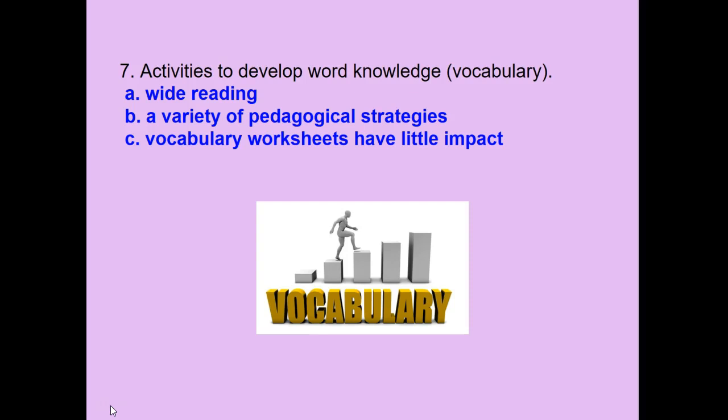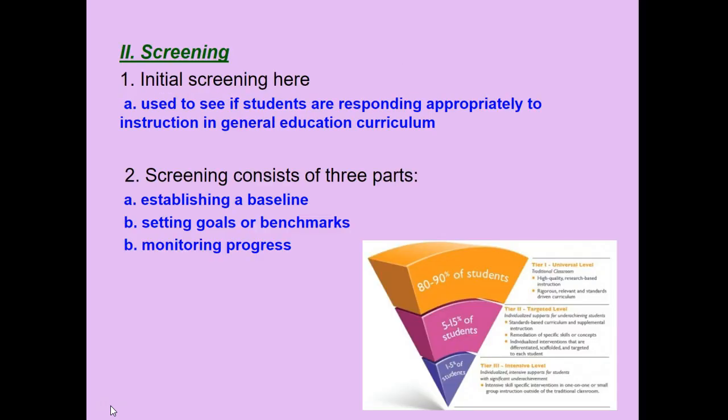It should look similar to this, so you do not have a splintered curriculum where students get this over here and that over there. It should be the same. There should be consistency. One should reinforce the other. There is screening in this Tier 1. The initial screening is here.